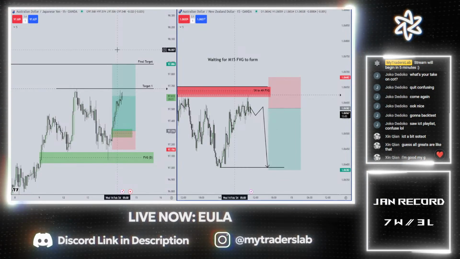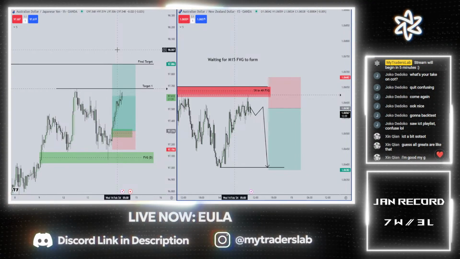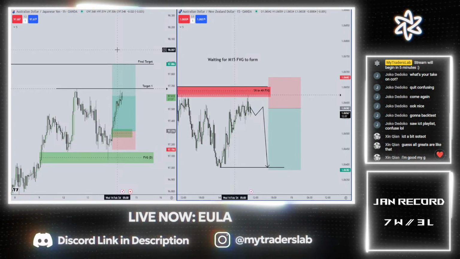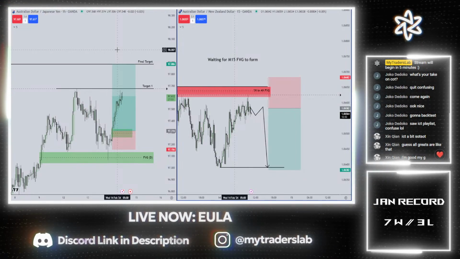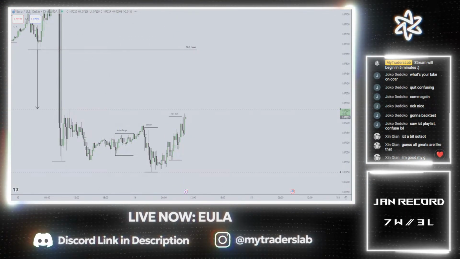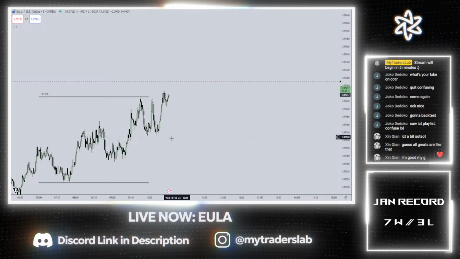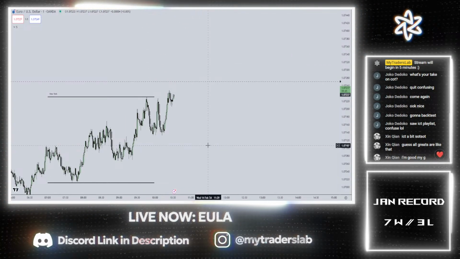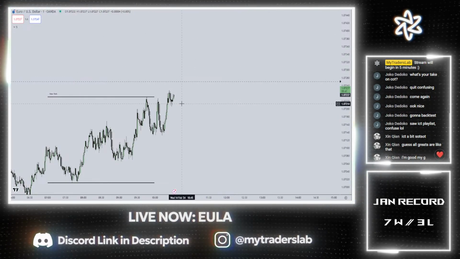But if I don't get an entry by 10:45 New York time, then I'm going to have to end the stream because there's really nothing else to look for and kill zone hours are over. If I want to look for longs, I'll probably just randomly long here, but that goes against my personal model and I don't really like that to happen.